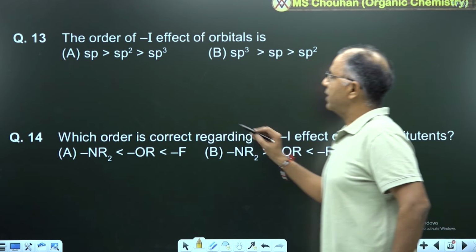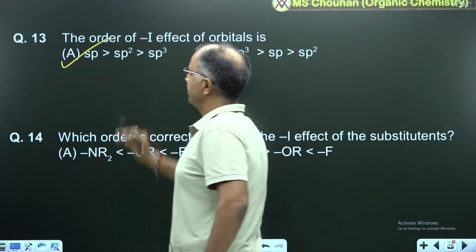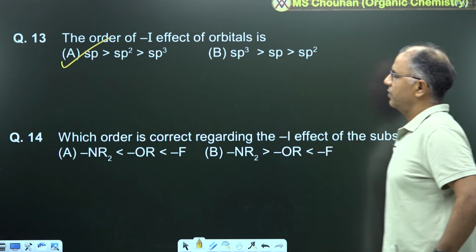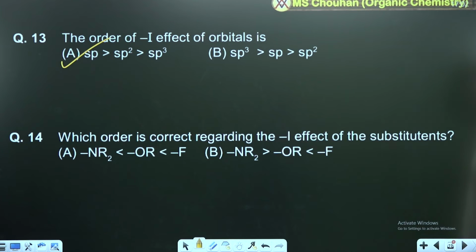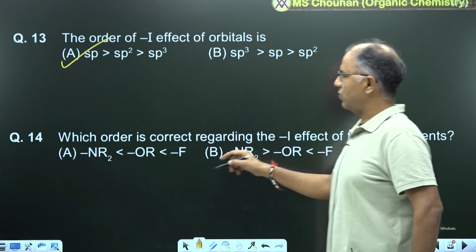What about 13? Minus I effect: sp, sp2, sp3. What is the correct answer of 14? F greater than O greater than N.